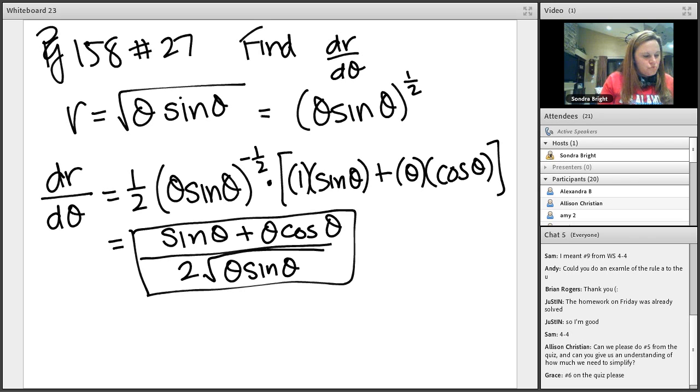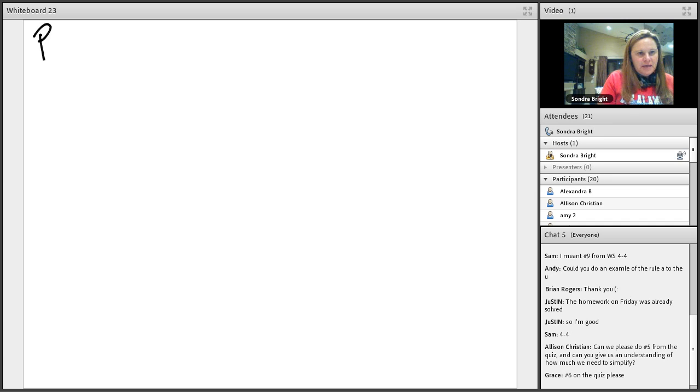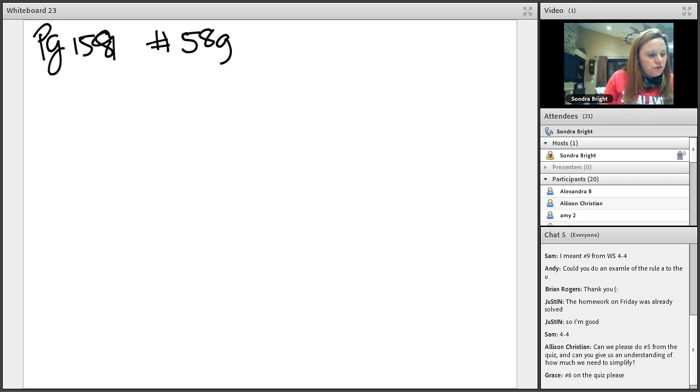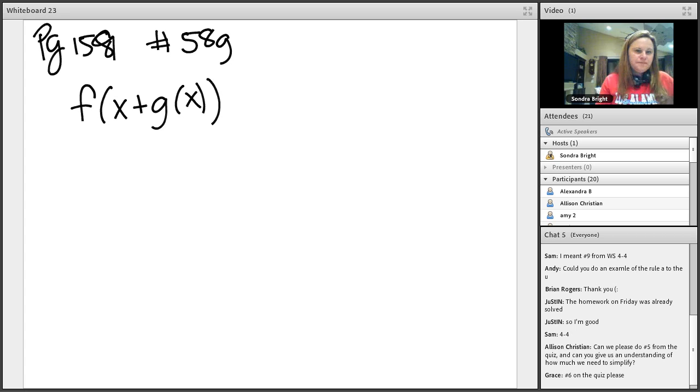58G. Find the derivatives. Okay. Gotta love this chart. So same page. Well, technically it's on 159 now. And then number 58G. They want you to find the derivative with respect to x of f of x plus g of x. Okay. And at x equals 0.